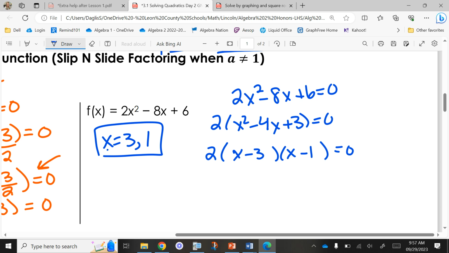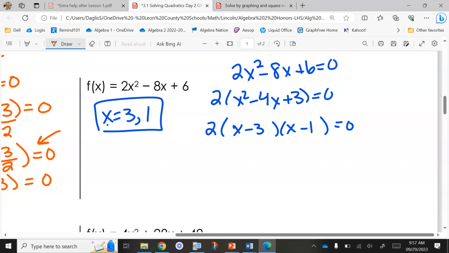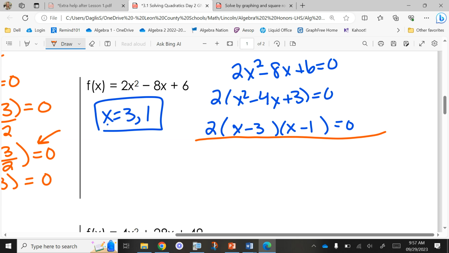Now, what if you didn't recognize there was a GCF and you went to slip and slide? Would you get the same thing? I hope so. Let's see, yeah. So if you did not recognize GCF and you went into slip and slide, I want to show you that. Up here, we recognized GCF. Here, we're going to do slip and slide. So if I slip my 2 to the end, we get x squared minus 8x plus 12 equals 0.